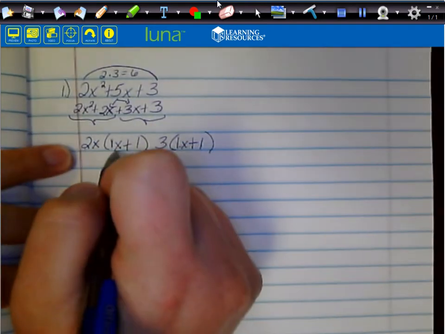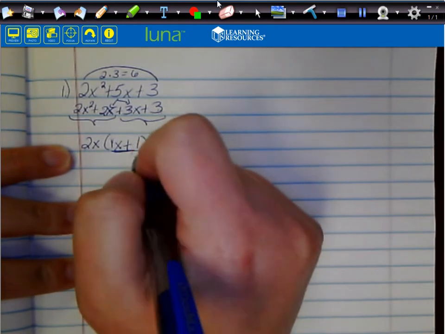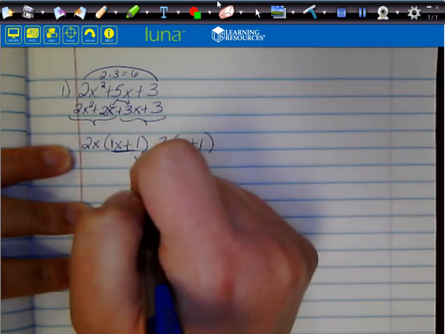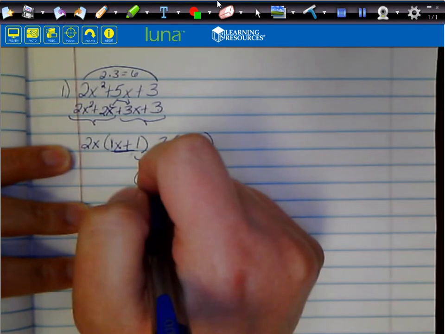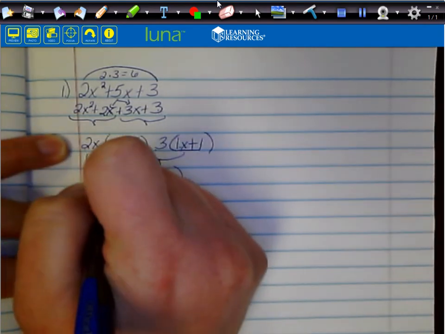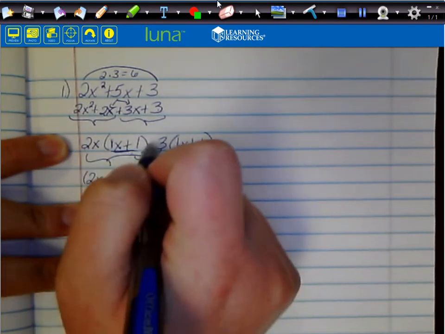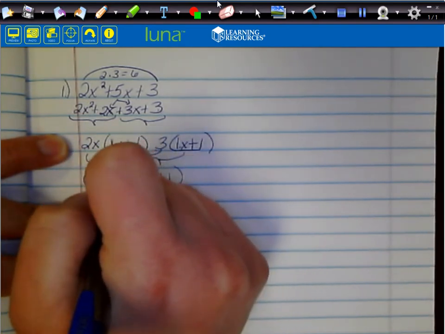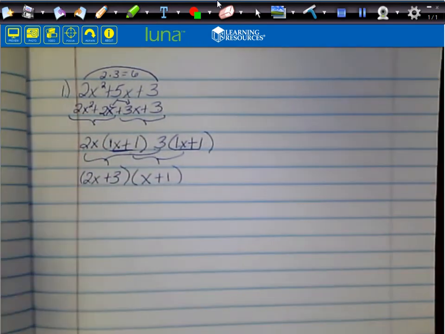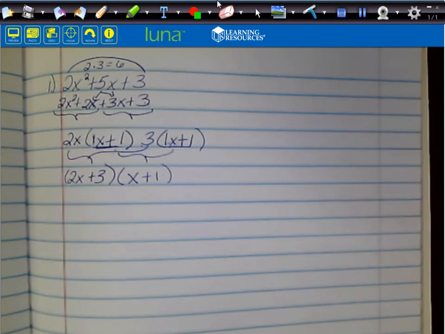And again, just like what happened yesterday, what's in our parentheses is the same. So I'm going to bring that down into one set of my parentheses. Instead of saying 1x plus 1, I'm just going to say x plus 1. And then I'm going to take what's on the outside to make up the other set of parentheses. So I'm going to say 2x. The 3 is positive, so I'm going to say plus 3. So I factored 2x squared plus 5x plus 3 into 2x plus 3 and x plus 1.